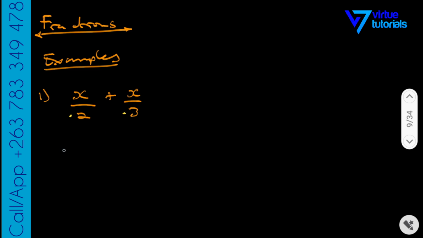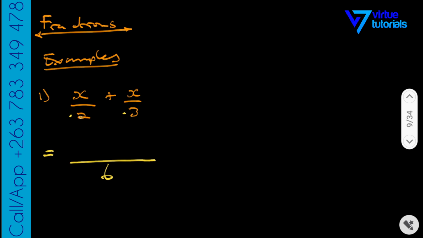So what do I do? I look for the lowest common multiple of these denominators. A lowest common multiple simply means a number that they can divide into. 2 and 3 can both divide into 6, right? It's the smallest number that they can both divide into. Usually you want to use the smallest number to make life easier for yourself, right? Once I have that 6, I can proceed to the next step.